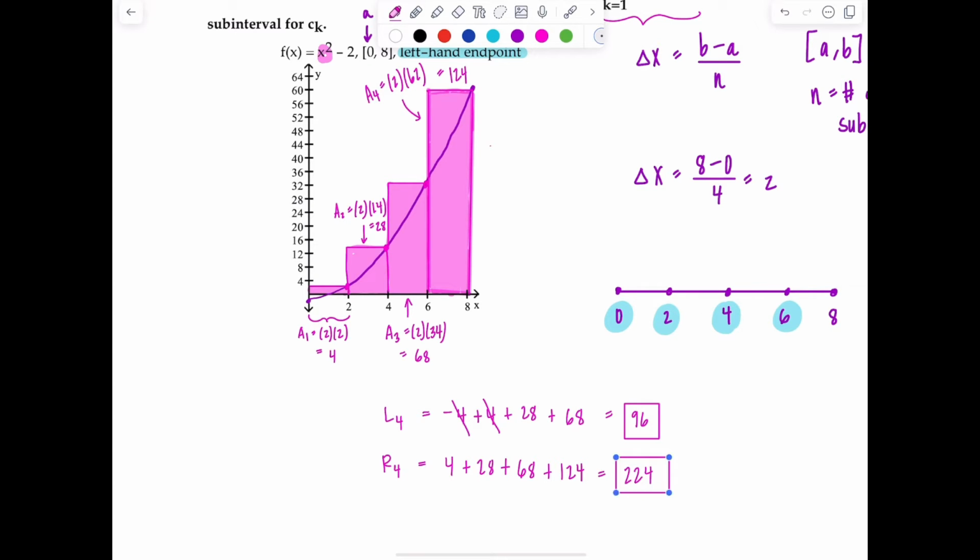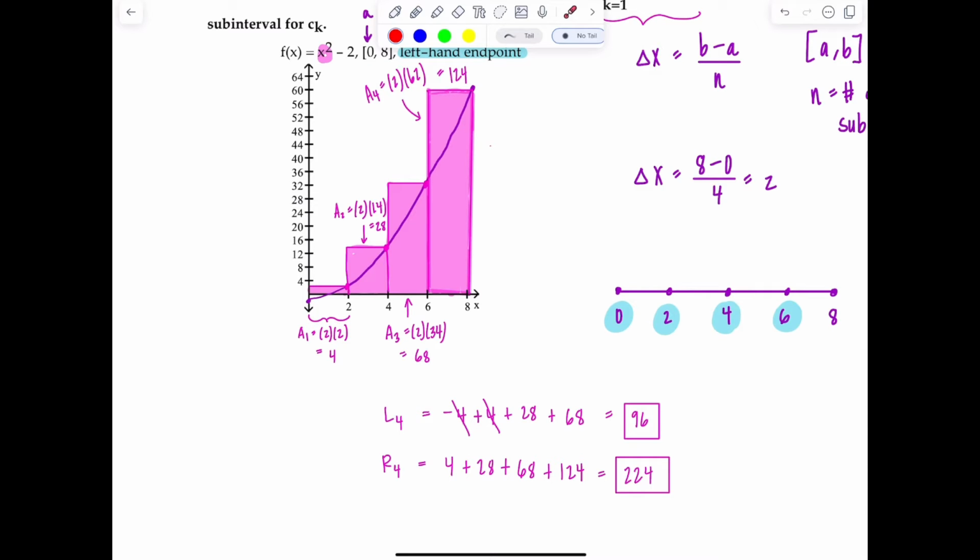Now, obviously you can see this is an overestimate, right? There's all this excess area. And this is an underestimate. The true area underneath the curve, with no error, is going to be between these two values. And don't think right endpoints always give you an overestimate, left endpoints always give you an underestimate. It depends on the concavity of the curve, okay? If the graph was concave down, the situation would be reversed.